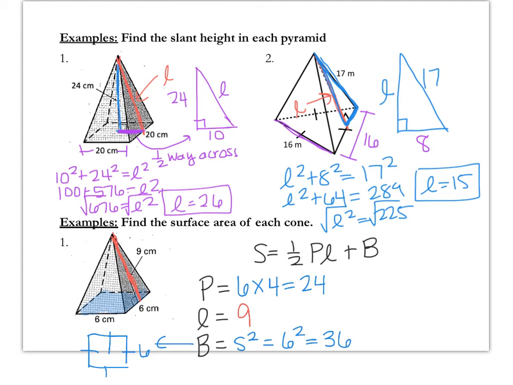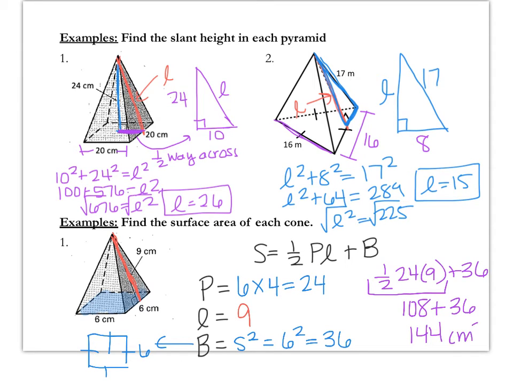And then to get our final answer, we're just going to plug into the formula. So it's going to be 1/2 P times L plus B. Just please be careful with your algebra with these. We have to do all of this multiplication before we can do the addition of plus 36. So you need to do 24 times 9 divided by 2. You should get 108. And then you have to add 36 onto that, which means our surface area right now is 144 centimeters squared. Okay? Let's look at some more.